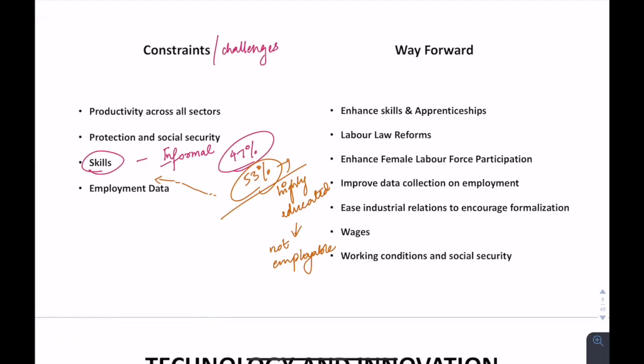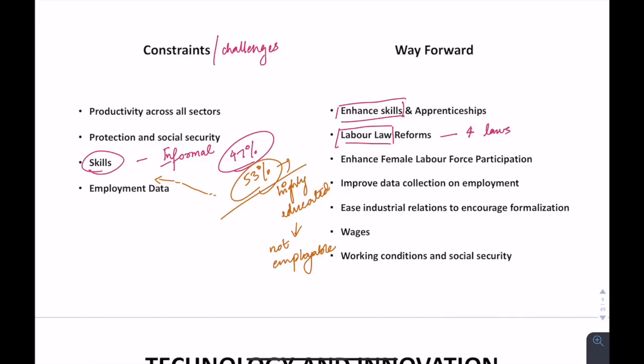And the way forward, what's the way forward? How do we recover from all these problems? Of course, the first and foremost point that is very important is to enhance skills. We have to focus on enhancing skills along with education. We have to reform the labor laws. There are n number of laws. The government wants to bring it down to four major laws related to wages, related to security, related to safety of the employees, and related to industrial relations.